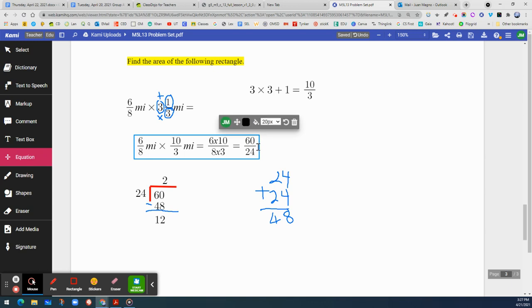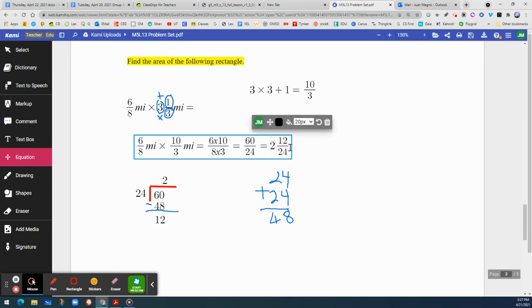The area of this rectangle is going to equal, I'm going to write the fractions first, because that's what my machine allows me to do, and then I will insert the whole number. So the answer is 2 and 12 24ths. Now the 12 24ths can be divided by 12. Notice that 24 is double the 12.